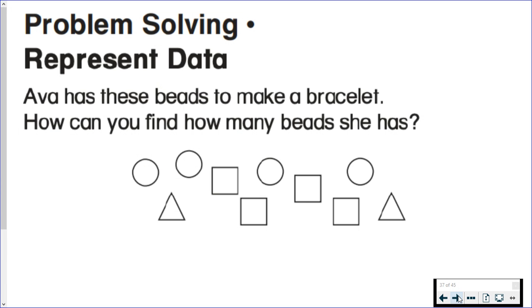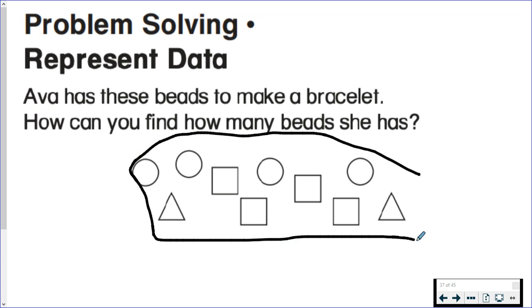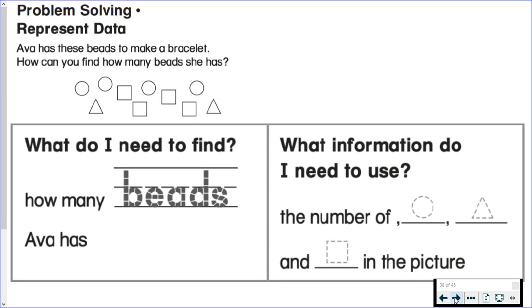Now we're going to represent data. So this is our data sample right here. This is what Ava has. Ava has these beads to make a bracelet. How can we find out how many beads she has? Well, we can count it up, but we want to do more than that. We want to actually interpret our data and see how many of each.